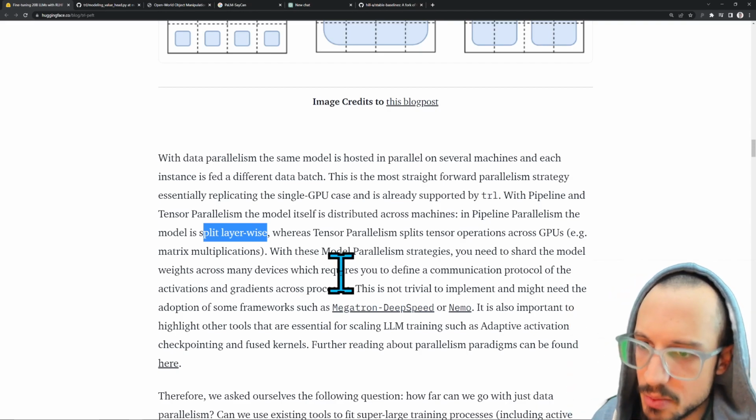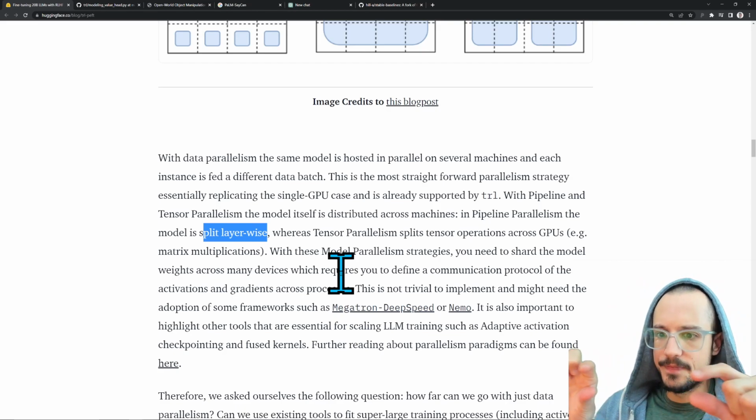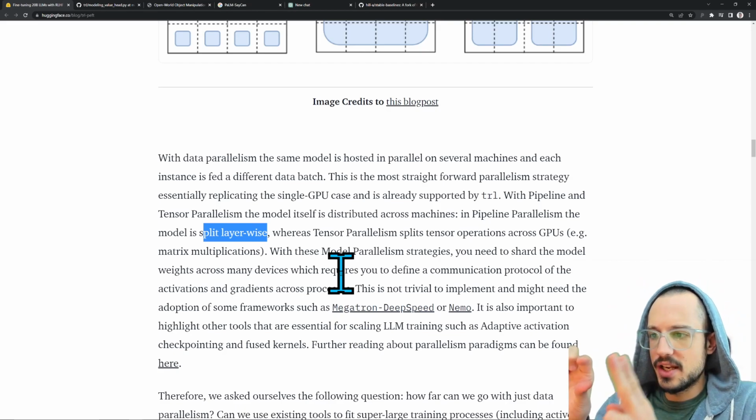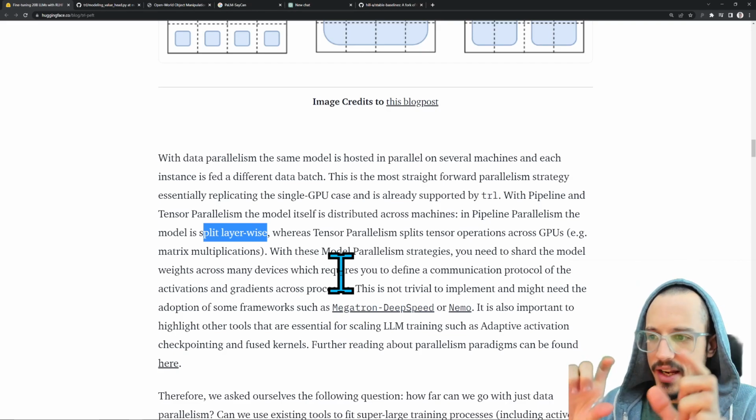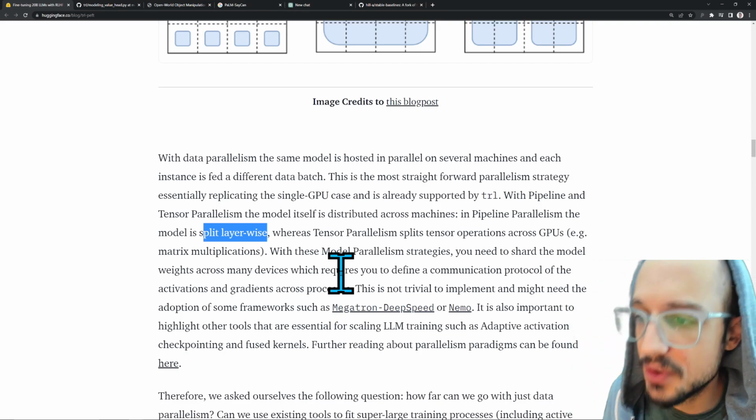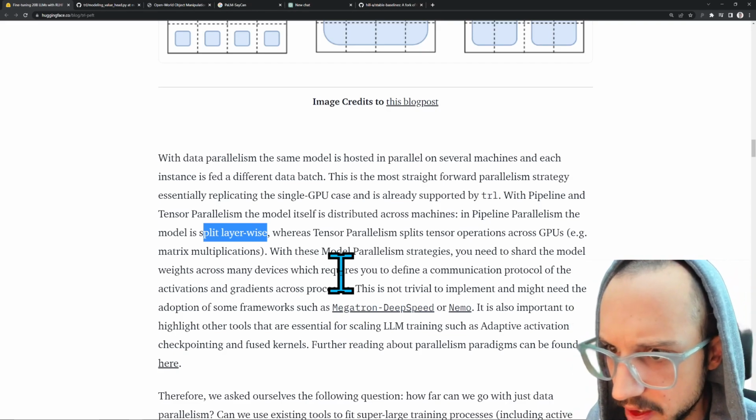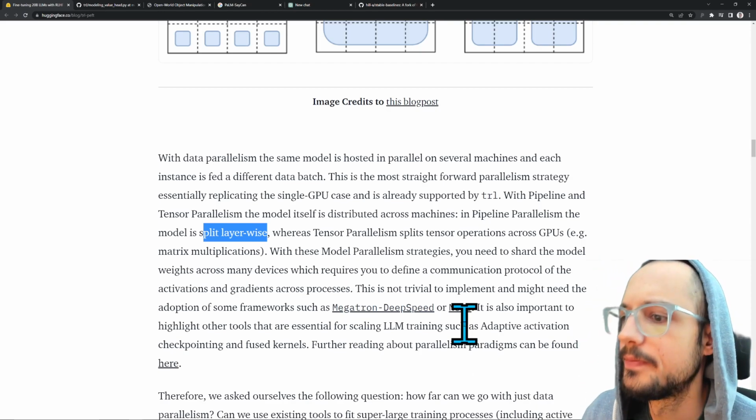Or tensor parallelism, where this layer is maybe this wide, and I'm going to take different chunks of that wide layer and split those. So even within model parallelism, there are a lot of different subtypes of parallelism.